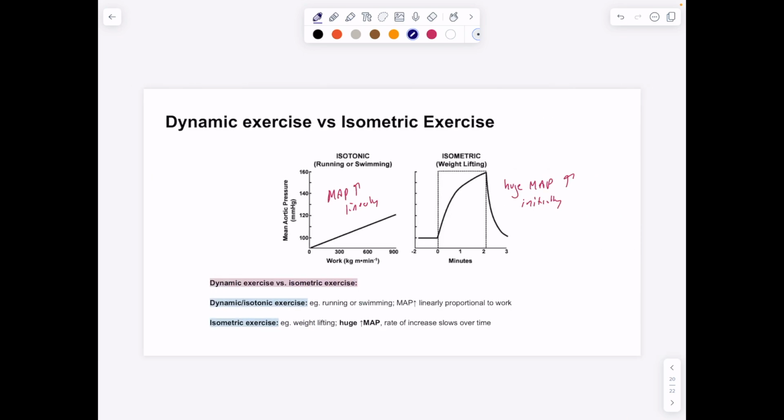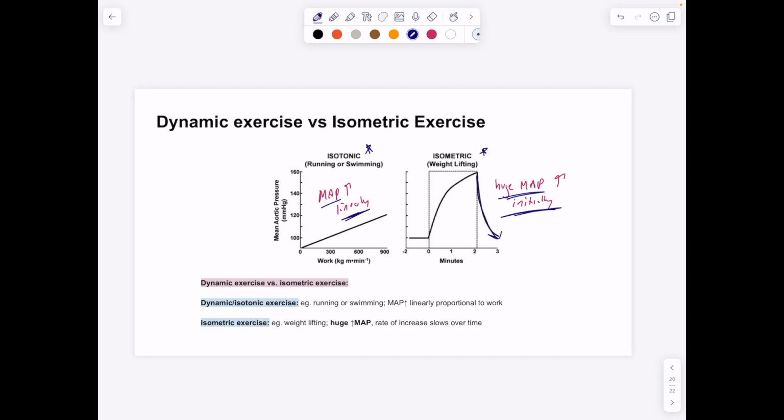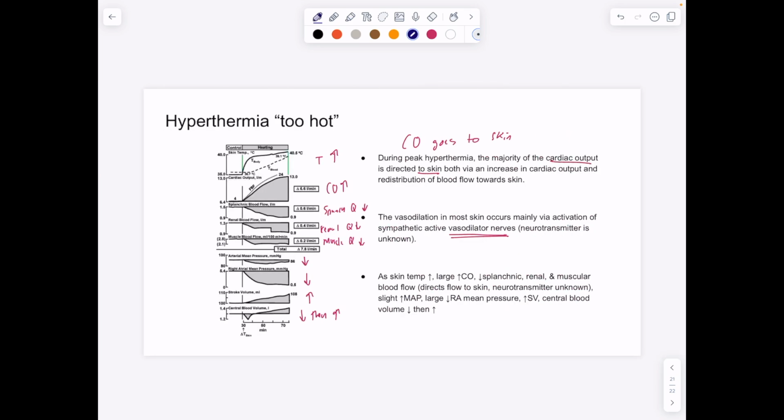All right, so a quick thing about dynamic isotonic exercise, running and swimming, versus isometric, aka weightlifting. For isotonic running and swimming, the mean arterial pressure increases linearly. For isometric, there's a huge initial jump in mean arterial pressure, but it gradually decreases with time. All right, and then hyperthermia is important to discuss.